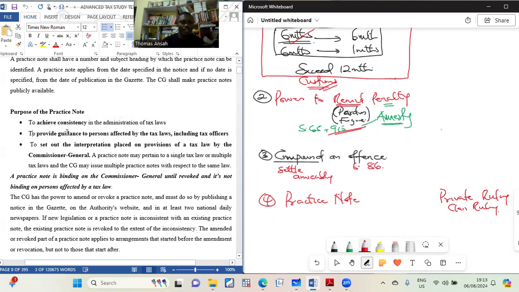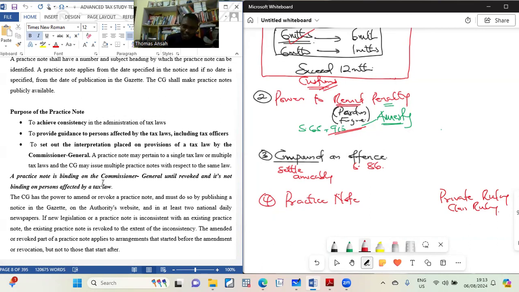All right, so again, he provides guidance to it. He gives us guidance and he sets out his interpretation. So that is what we have. So that is the purpose of the practice note. Now, it is binding on the Commissioner General unless it is taken out of the gazetting. If you go to the Assembly Press, everything that comes in as law is gazetted at the Assembly Press. All right. So unless he comes to take it off the system, whatever it is in is binding on him.